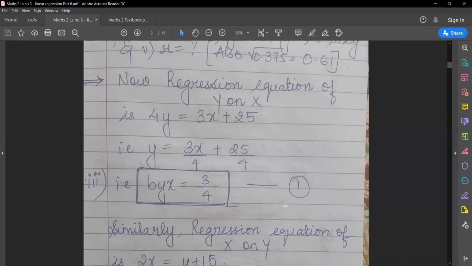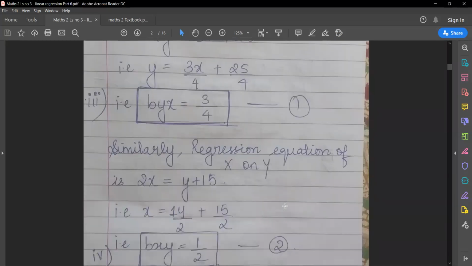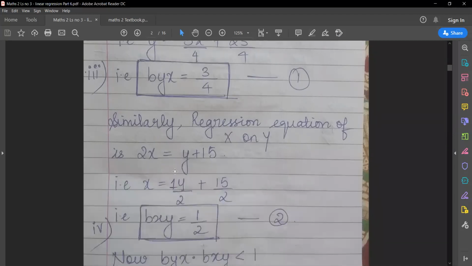Point number 1. Now similarly, the regression equation of x on y is 2x is equal to y plus 15. So again, x is alone over there. We never keep something with x. So we bring that to this side and make it y by 2. When y is alone, there is 1 over there that we can assume. Plus 15 by 2. So bxy ka coefficient, what will be the answer? 1 upon 2.